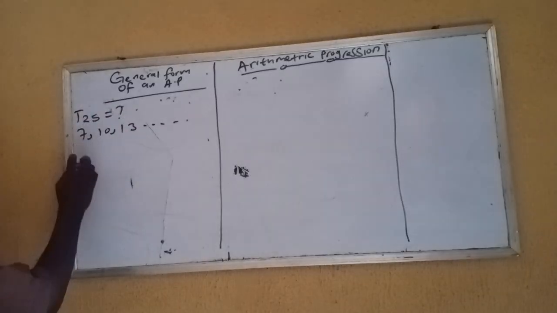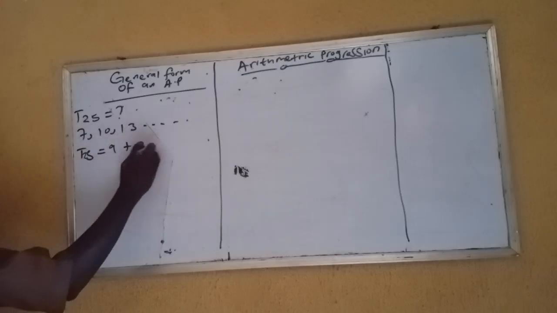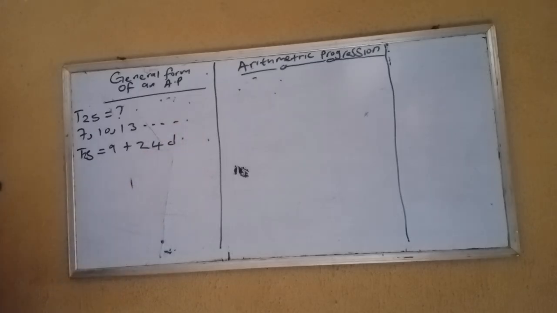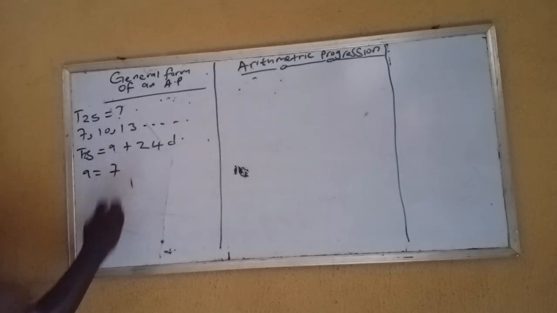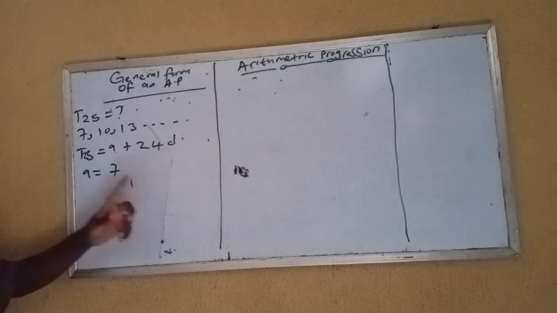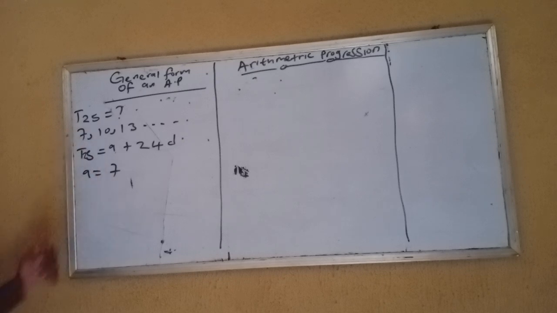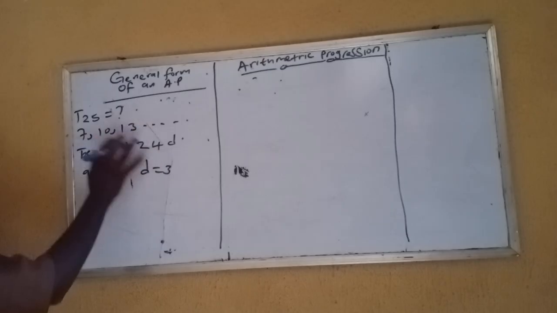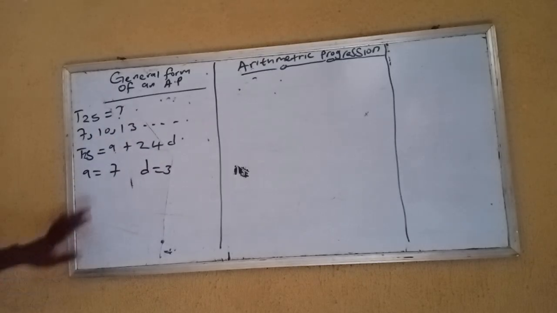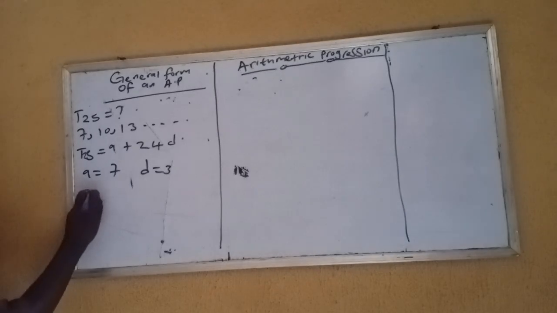What is the formula for the 25th term? T25 will give us A plus 24D. Our A is our first term. What is our first term right here? 7. And our D means the common difference. What is the formula for common difference? T2 minus T1. T2 is 10. 10 minus 7 is 3. Then your D is equal to 3. Even if we use T3 minus T2, 13 minus 10 is also 3. Given that we are able to get our A and D, we then substitute the values for A and D in the equation.